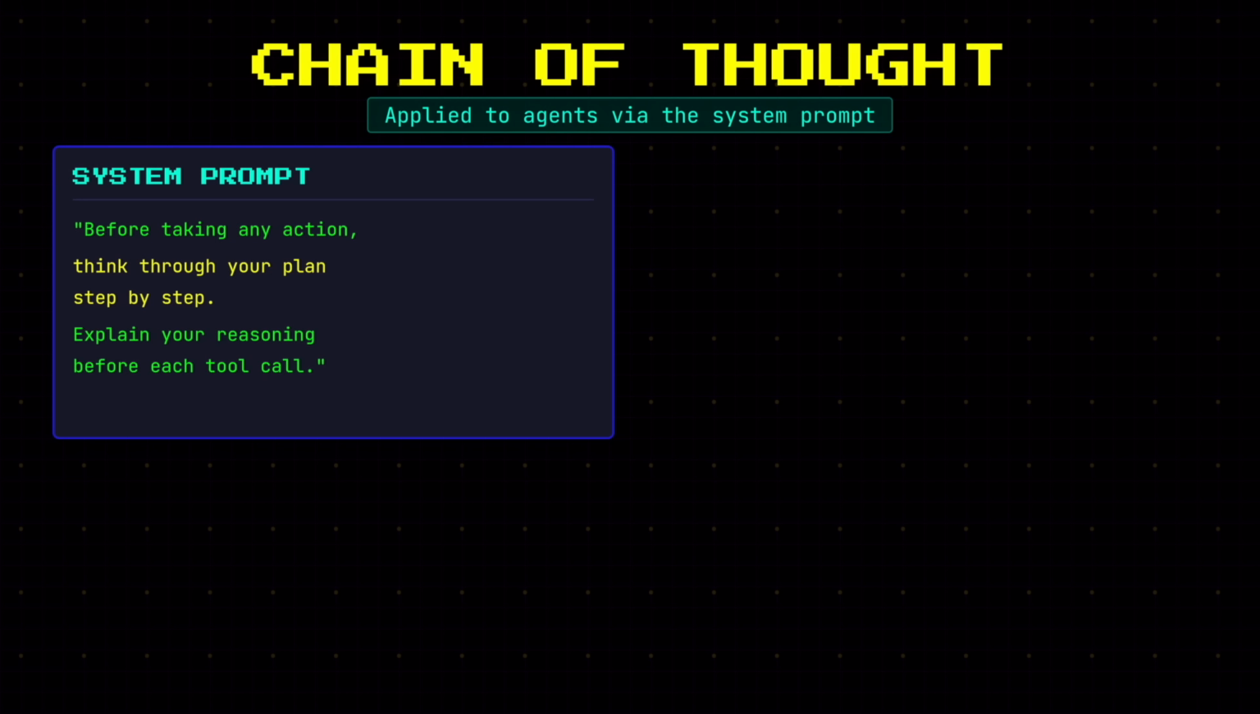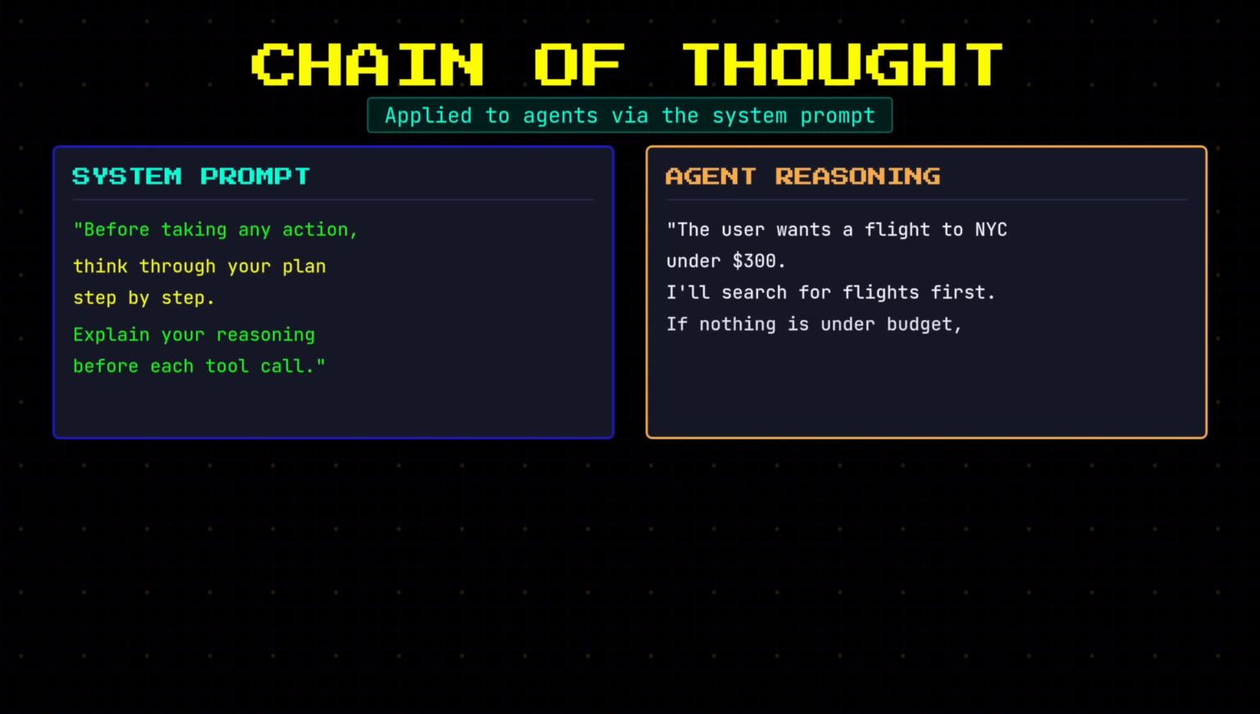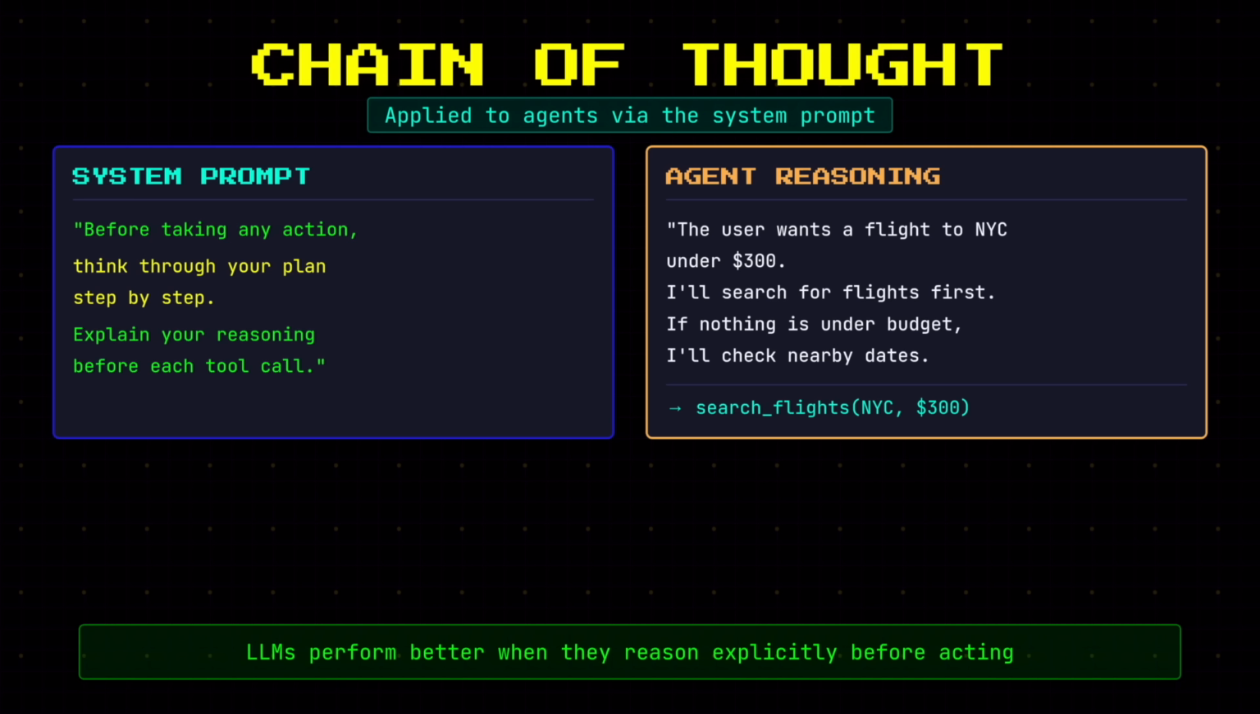You can make agents reason better by telling them to think step by step. This is called chain of thought, applied to agents. In the system prompt, you write, "Before taking any action, think through your plan step by step. Explain your reasoning before each tool call." With this instruction, the agent produces visible reasoning. "The user wants a flight to NYC under $300. I'll search for available flights first. If nothing is under budget, I'll check nearby dates or airports." Then it calls the search function. This reasoning isn't just for show. LLMs perform better when they reason explicitly before acting.